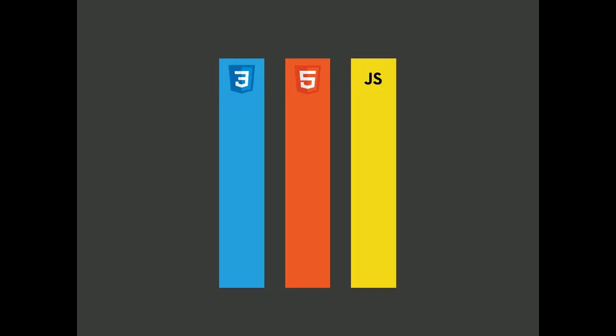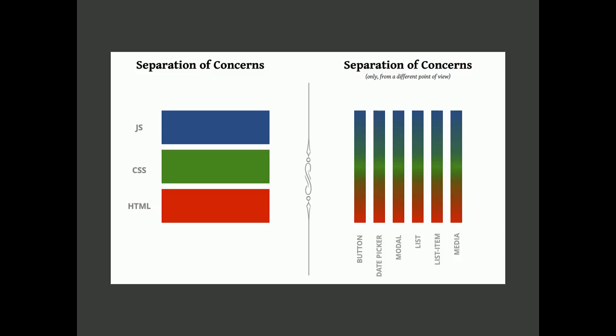At a root level, they are our concerns, but not really. So I saw a tweet a couple years ago, and this was when I was still on the fence between I don't want to be mixing my concerns. I don't want my HTML inside my JavaScript or whatever. And I saw this tweet that had this image. So it's separation of concerns from one point of view, CSS, JavaScript, HTML. Separation of concerns only from a different point of view is your button, your date picker, your modal, your list item, your media. And these are now your concerns. Your concern is your button. What you make with your button is not necessarily a concern. So it's a way of looking at it that's slightly different.